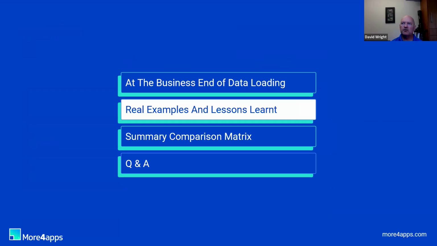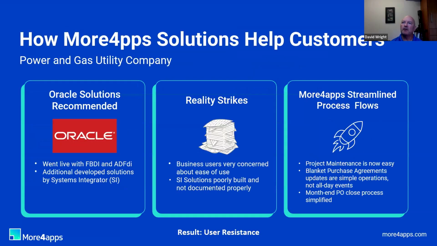So I'll give some real lessons that we've learned here. A power utility company, they went live with FBDI, ADFdi, recommended by the SI. The business users were concerned about ease of use, as in most of them didn't use it. It was poorly built, not documented, and they ended up pulling in Morpher apps and said, hey, we need this to work. We're going live very shortly. And sure enough, the users loved the project's tools. Blankets could be done. They got buy-in. So the consulting company didn't look good, but the company using them looked great because they provided their users with what they wanted.